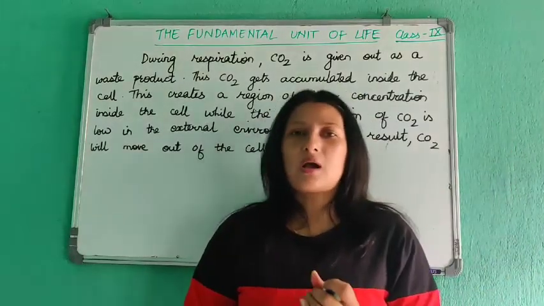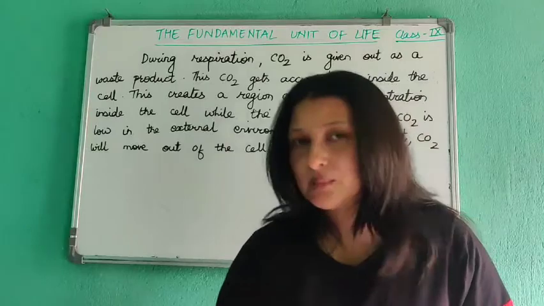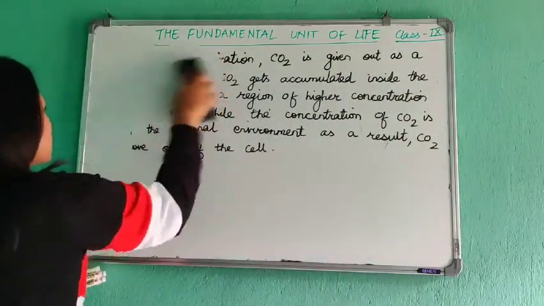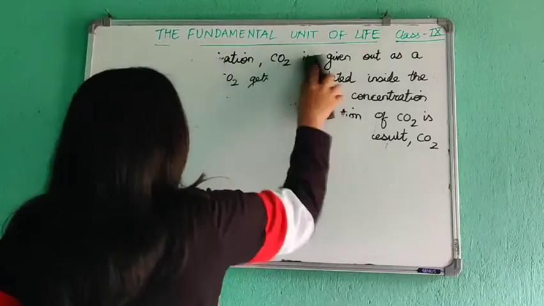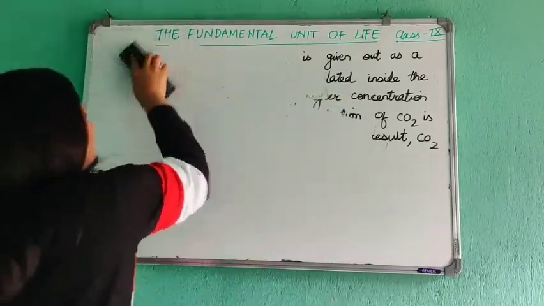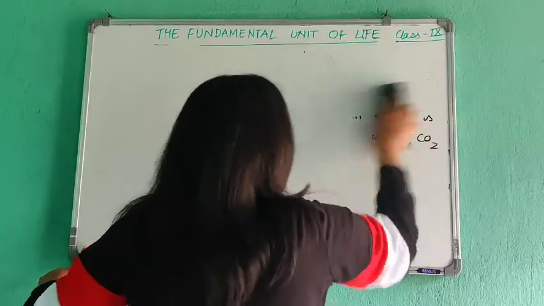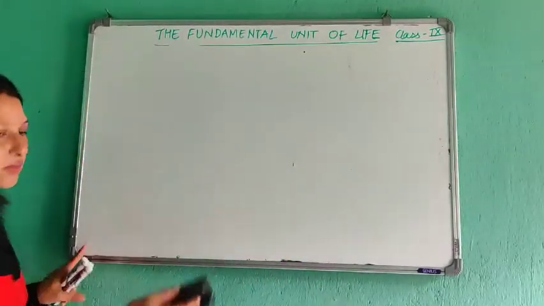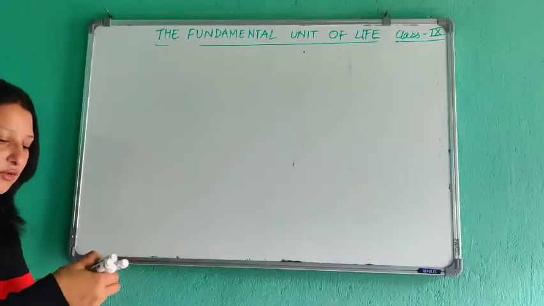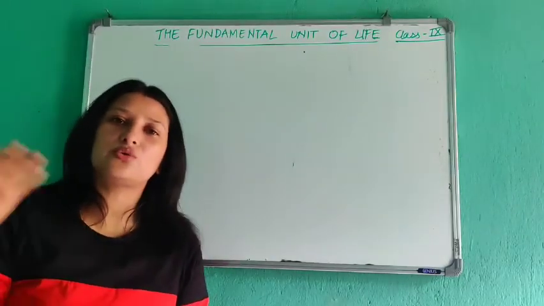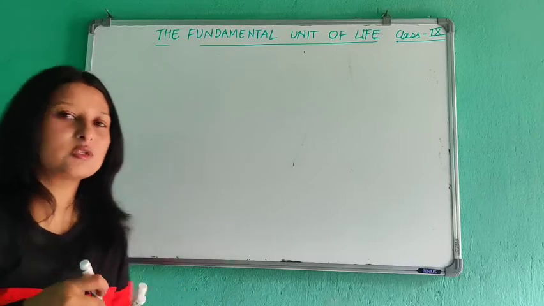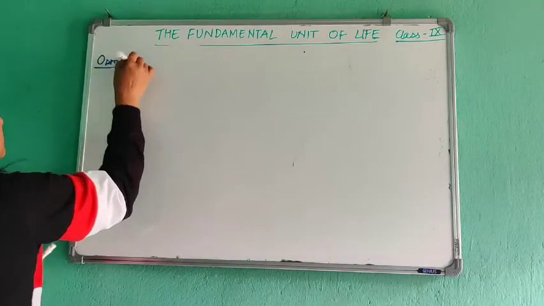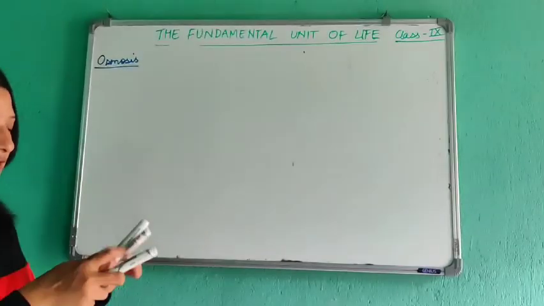Now the next process that occurs in the plasma membrane is osmosis. In osmosis also, a substance moves into the cell or out of the cell. Here in case of osmosis we are dealing with water. Earlier in diffusion, exchange of gases occurred through diffusion; in osmosis, movement of water takes place. So let us define osmosis.